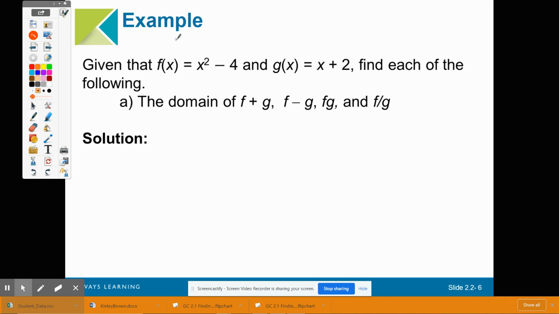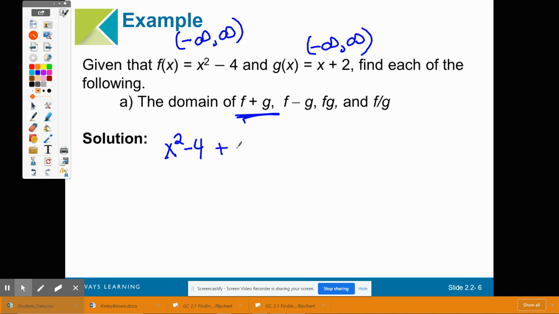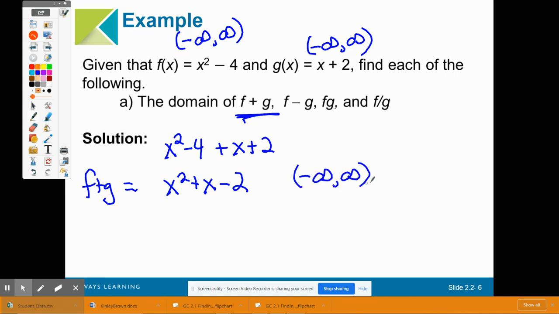This is a parabola. The domain of a parabola, there's no risk. So it's negative infinity to positive infinity. Well, what's the domain of G? Well, that is also negative infinity to positive infinity. So if I add F and G, I would get x squared minus 4 plus x plus 2. That's x squared plus x minus 2. Well, what's the domain of that? Well, it's another parabola, so the domain would be negative infinity to positive infinity.